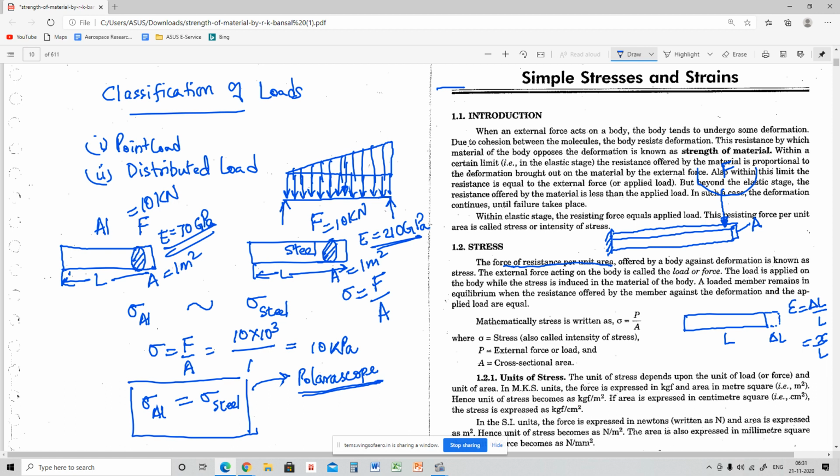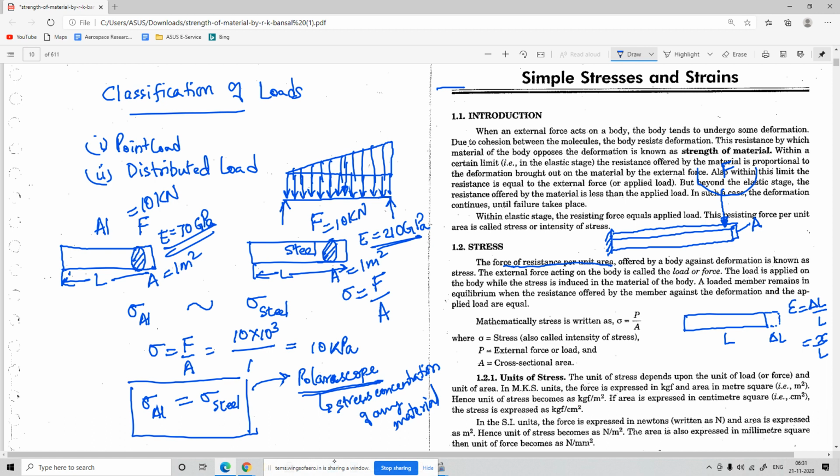Do you know what is a polariscope? That is an instrument where, using light, they analyze the stress concentration of any material. Okay. All right. So this is one of the important points.